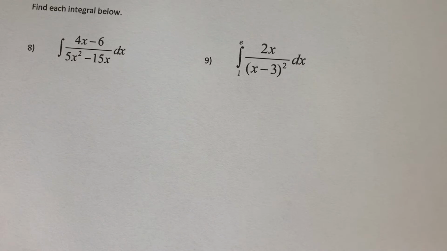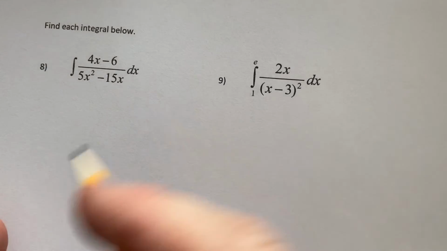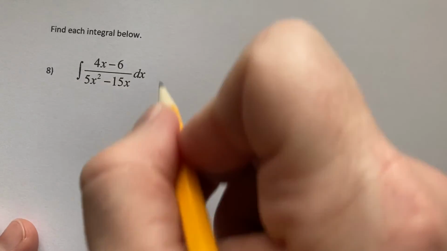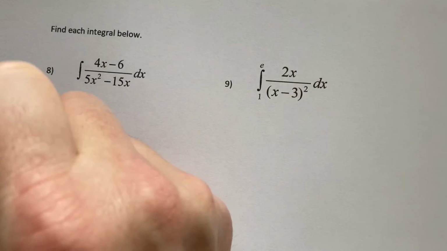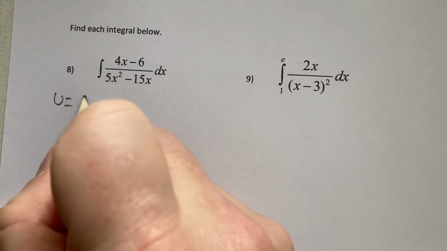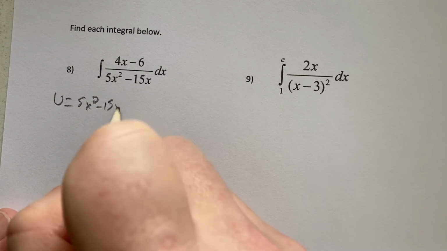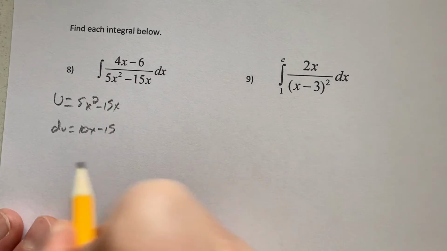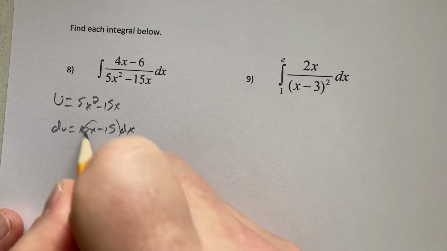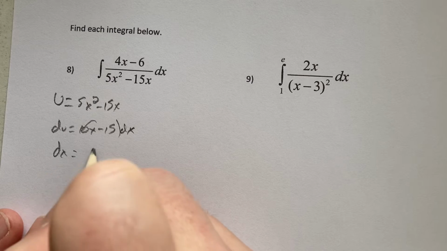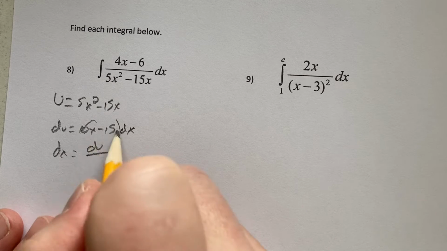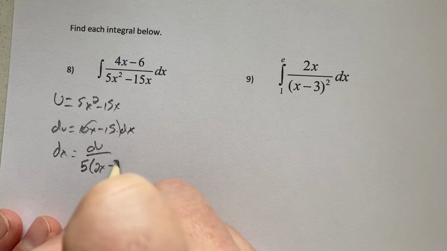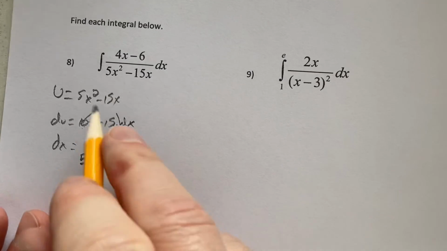All right, then we have some integrals to do here, and a bunch of them use u-substitution and whatnot. So we'll start with number 8 here. I'm going to do a u sub on that one. The u is going to be 5x squared minus 15x. That means du is going to be 10x minus 15 dx, which means dx is du over this. Now I'm going to pull a 5 out of that, and we're going to have 2x minus 3 left over. And it's going to be important for going forward here.